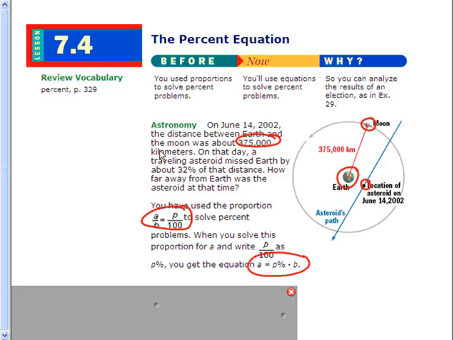Over here, I'm going to rewrite our proportion. A over B equals P over 100. We're used to working with that proportion now. We're talking about solving the percent for A. That just means isolating A on one side of the equation. We've done that many times. The difference here is we're working with variables.